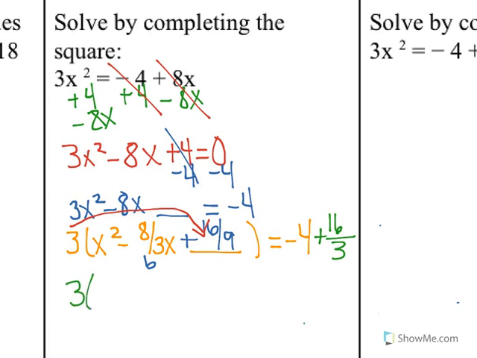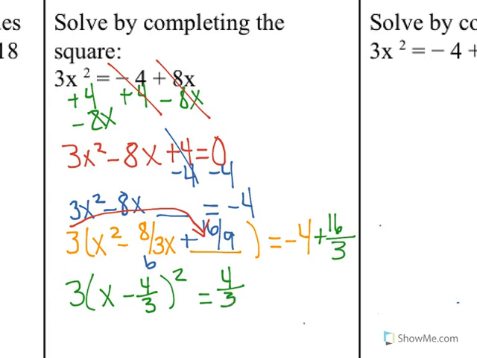So when we simplify it, we have 3 times, now remember we have to write our perfect square here. You always put x in the front, square it outside, and to get this number in the middle, we just take our b value and divide it by 2, which is 8 over 6, which we actually do want to simplify, we can divide those both by 2, 4 over 3. And we're going to set that equal to -4 plus that 16 over 3, which is 4 over 3.